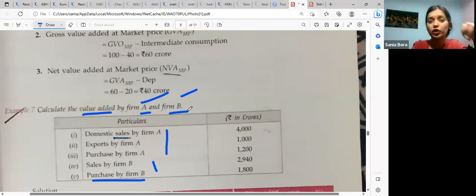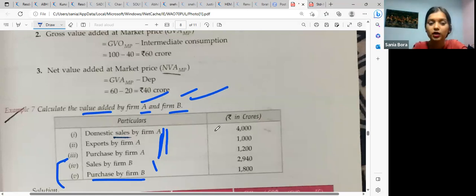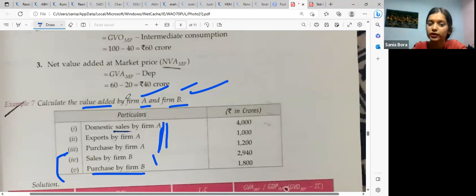Whenever you get a question for firm A and firm B, don't feel like, ma'am, what will we do, that you calculate everything differently for firm A and differently for firm B. The formulas, everything will be the same. But if you are calculating for firm A, you will only use these three entries. You will not go into firm B. But if you are calculating for firm B, you will only use the entries of firm B, right?